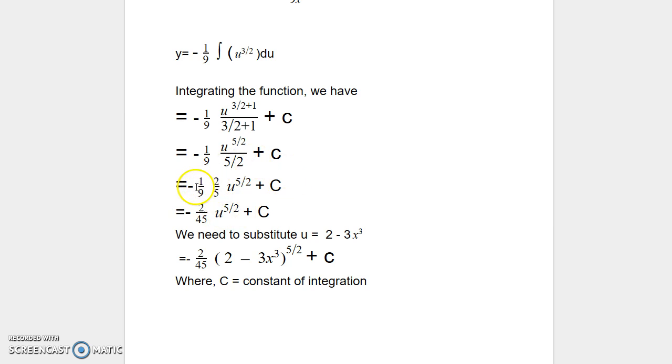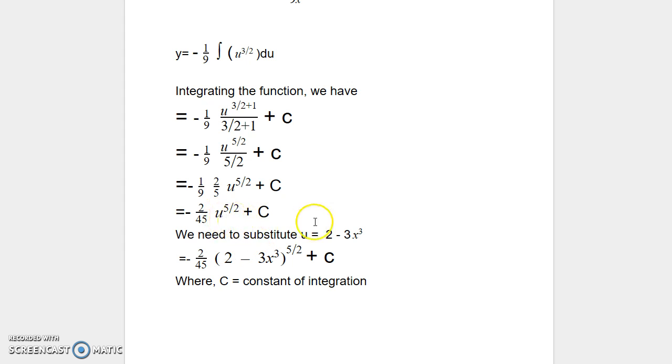Now let us simplify it some more. Minus 1 over 9, we have 5 over 2 in the denominator. When we bring it to the side of the expression, it translates to 2 over 5 times u to the power of 5 over 2 plus c. Now when we have some constant terms here, minus 1 times 2 is minus 2, 9 times 5 is 45, and that becomes minus 2 over 45 times u to the power of 5 over 2 plus c.